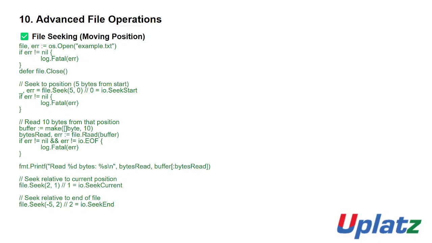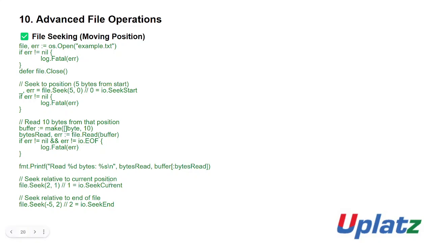Read bytes from that position into a buffer. This is a slice of 10 bytes, bytes read, read into the buffer from that. Again, if error is not nil and not equal to EOF, log it. And print read %d bytes, these bytes read, buffer, then bytes read. You have seen how this works.